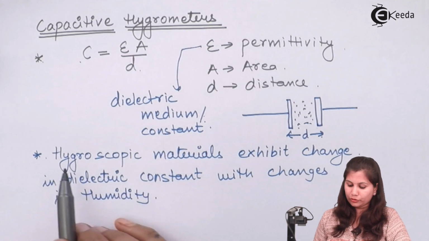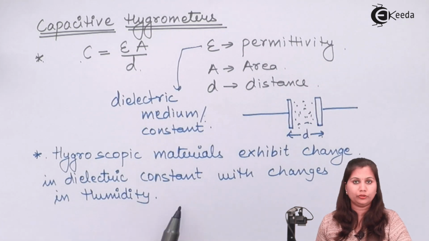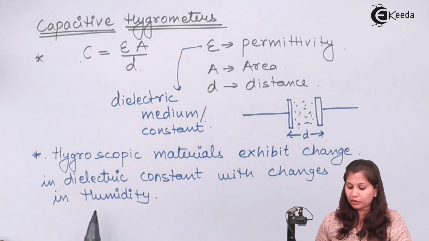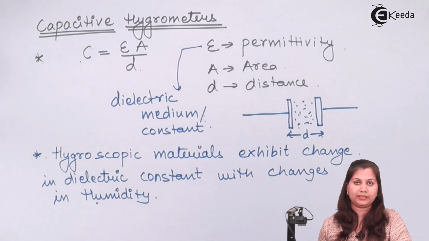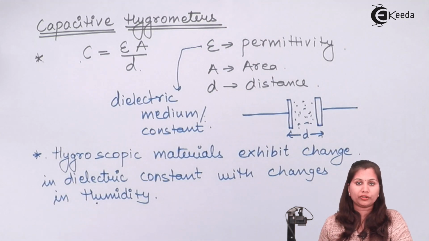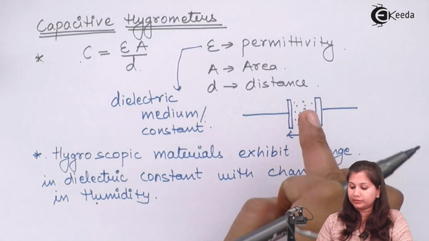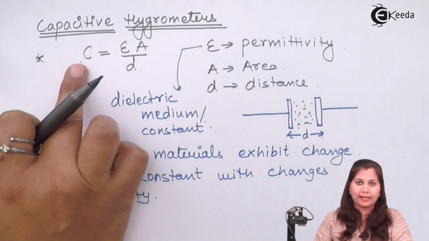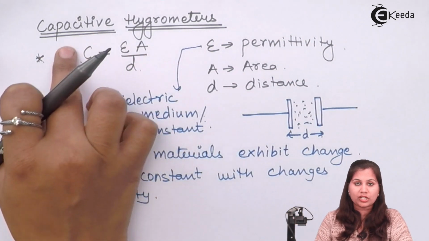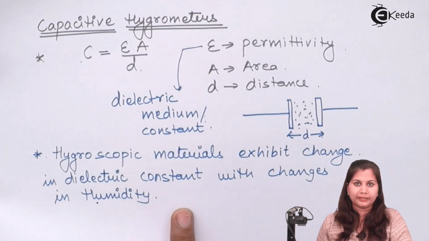So the hygroscopic materials, which exhibit change in dielectric with changes in the humidity, are being used because humidity is related to the content of water vapor present in the air. The presence of water vapor is going to affect the dielectric constant, and this change in dielectric constant is going to change the capacitance. So by measuring the change in capacitance, we can measure the changes in the humidity.